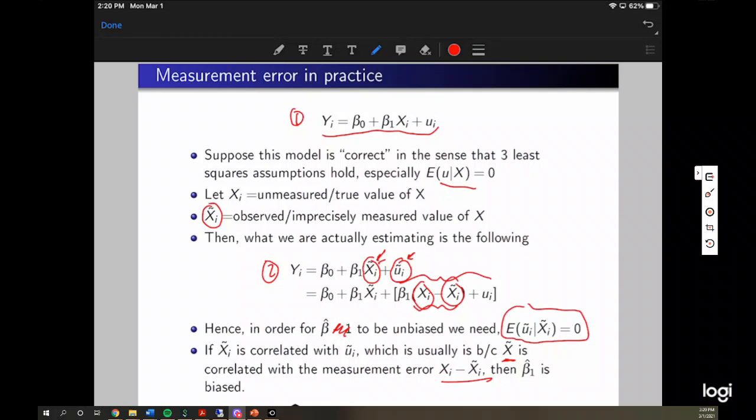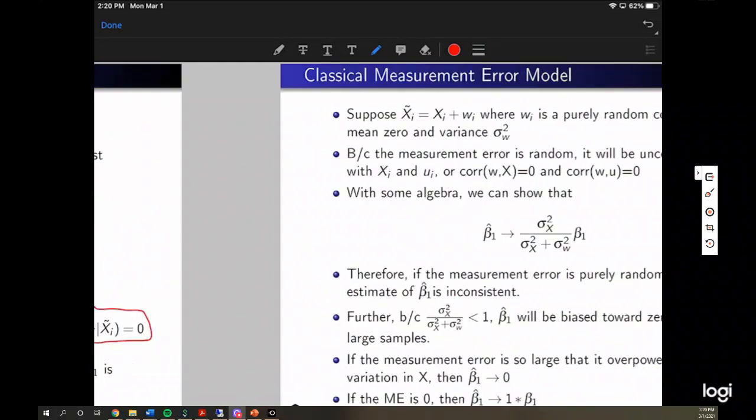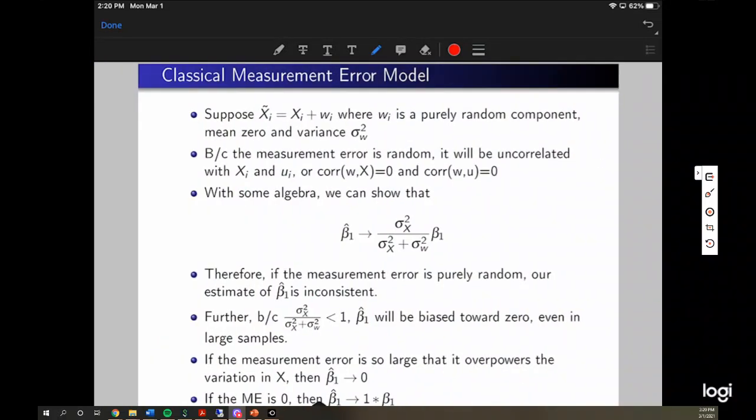So this is also the same as omitted variable bias, where the omitted variable in this case is actually just the measurement error, the difference between the true value and the imprecisely measured value. If we could control for that, we would get an unbiased estimate of beta 1, but we can't. And so we get a biased estimate of beta 1.